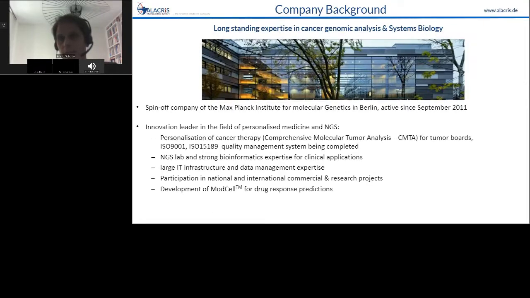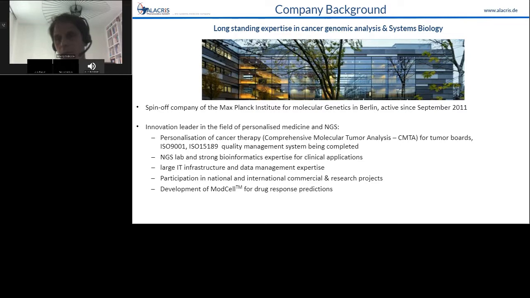So first, I would like to give a brief introduction of our company. We are from Berlin, Germany. The company was founded as a spin-off of the Max Planck Institute for Molecular Genetics in 2011. And we're working mostly in the field of personalized medicine. So we do have a diagnostic test, a comprehensive molecular tumor analysis called CMTA, which I will present today. And we do have an NGS lab, of course, with strong expertise in bioinformatics. And we're not only working on commercial projects, but we also participate in a number of national and international research projects like IMI or Horizon 2020.